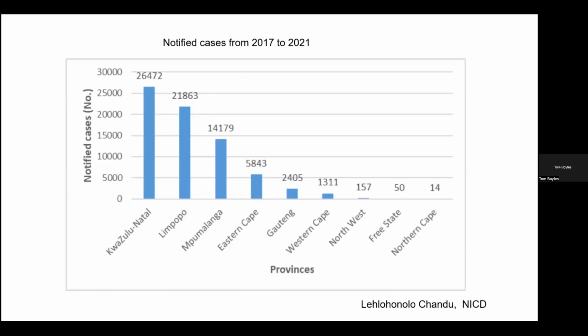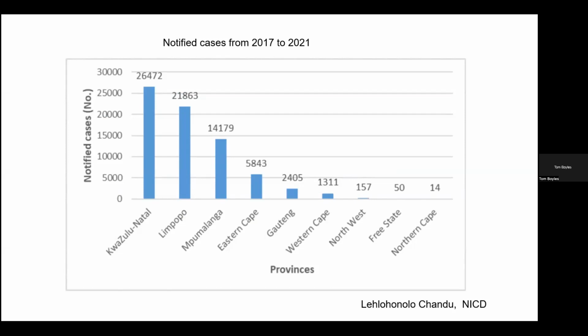And this slide, so in 2017, schistosomiasis became a Category 2 notifiable medical condition in South Africa. And Lethlo Chandu from NICD has sent me a couple of slides, and these are the notified cases from 2017 to 2021. For a notified case, first, the patient has to seek healthcare.